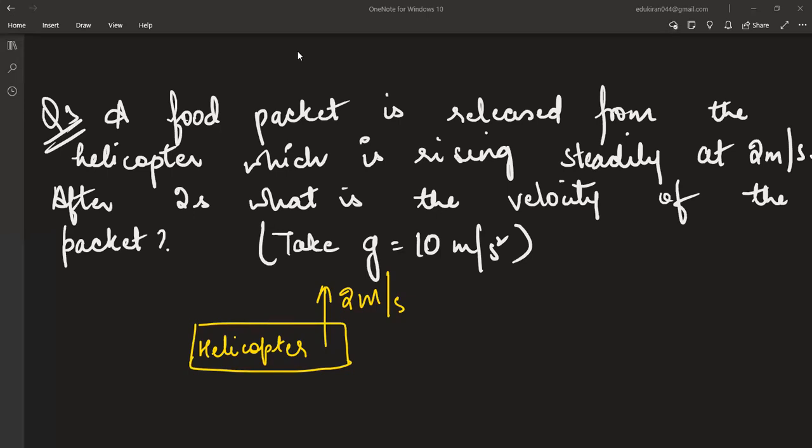2 meters. 2 meters per second. Very good. It would be 2 meters per second. Not 0, Abdul. See, it is not at rest. Why? Because it is in the helicopter, right? And the helicopter is moving. So the packet is also moving.